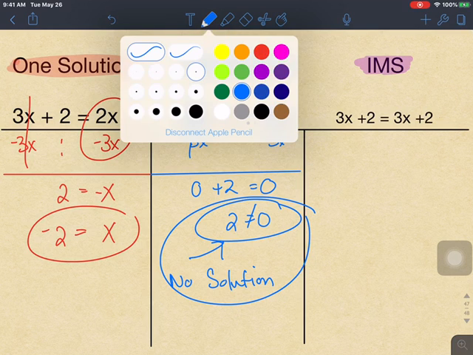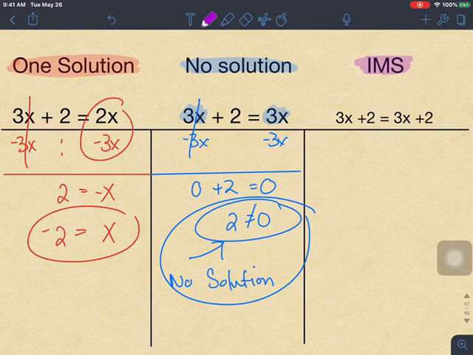Now, when we go to infinitely many solutions, if you look at this, you'll notice that the left half, 3x plus 2, is identical to the right half, 3x plus 2. In other words, it's almost like saying 2 equals 2 or 3 equals 3. Yeah, we know that. You will not be able to find one value for x that makes this true. Let me take you through how this works.